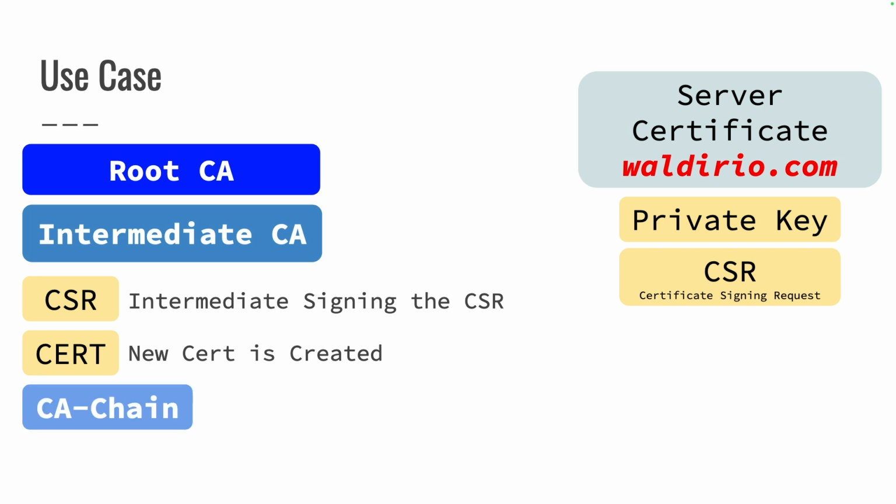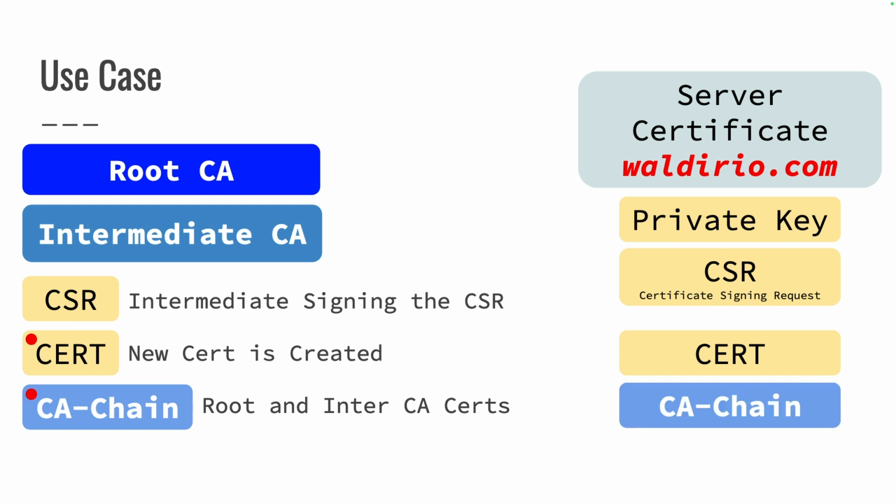And we have a very important point here as well called CA chain, which is the root and intermediate CA certs. Once you have this done, the certificate is going to be sent back to the customer, in this case me, because I'm the one requesting the certificate for Valdirio.com. And I also need the CA chain, because I need to know the root CA and the intermediate CA responsible to sign that certificate. At the end of the day, what I need is the private key, the signed certificate, and the CA chain, aka bundle.